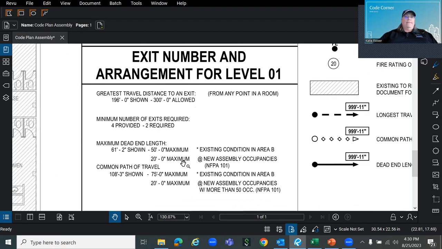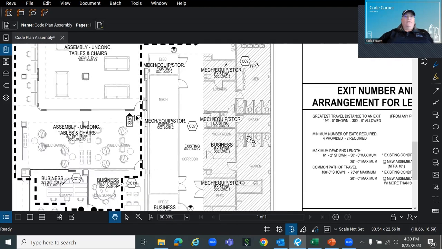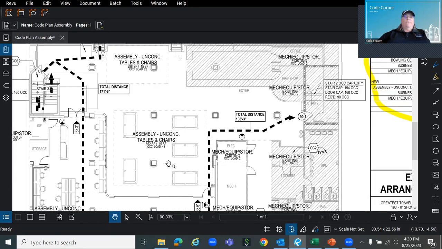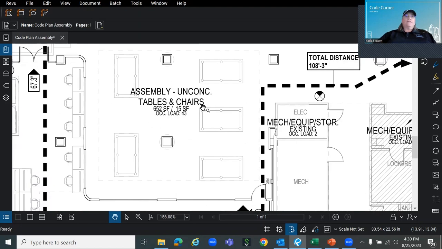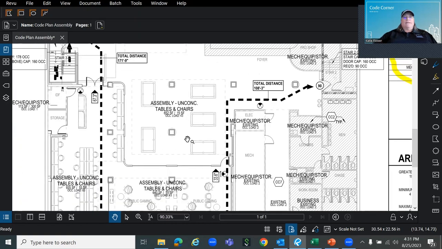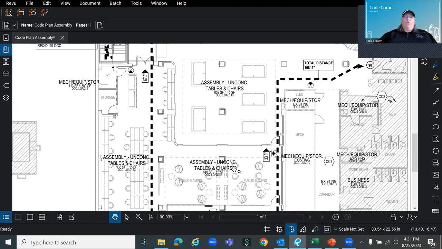We look over here and then they also recap the different travel distances, what the maximums are, how many exits are being provided, and those kinds of things. Then if you look at the floor plans, you can see very clearly they give you the occupancy type, the use for each of the different areas and spaces. In this case, we've got unconcentrated assembly at 15 net square feet per person, which has an occupant load of 43. But you have to combine that with the other assembly occupancy because of convergence.